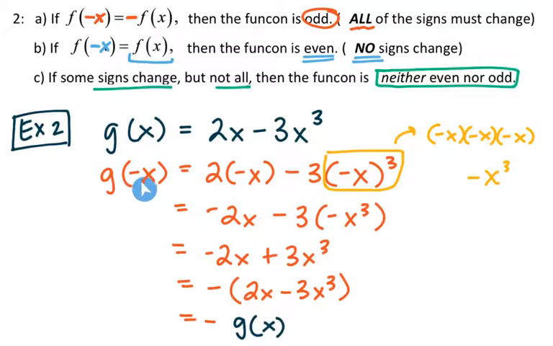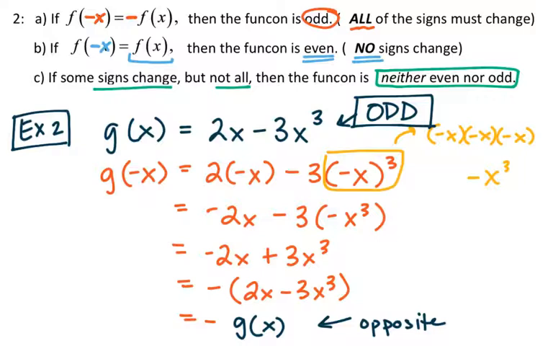So I plugged in negative x to my g of x function, and it returned the opposite of g of x. So by definition, if it returns the opposite and all of the signs change, that means we have an odd function. So g of x here is odd.